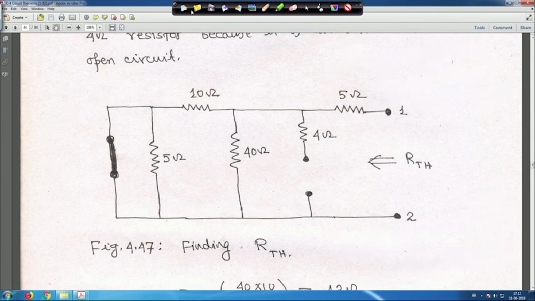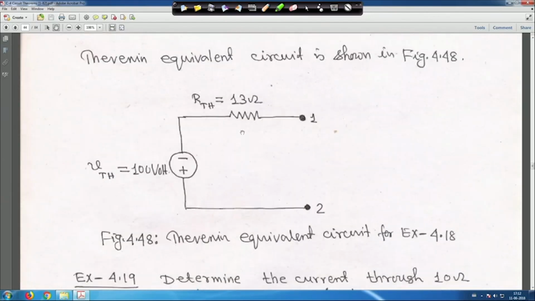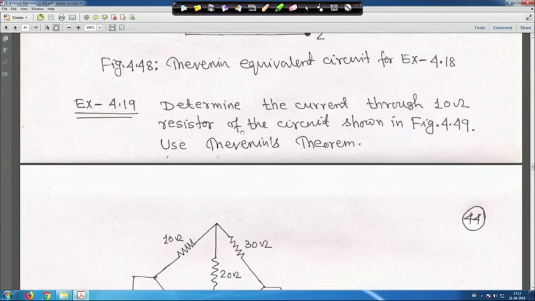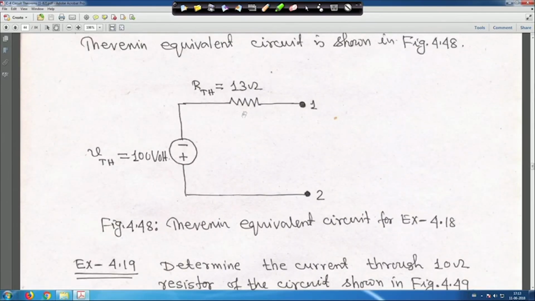So, let me clear it. This one will be 13 ohm, and this is your Thevenin equivalent circuit. Hope you have understood, this is V Thevenin, this is R Thevenin.